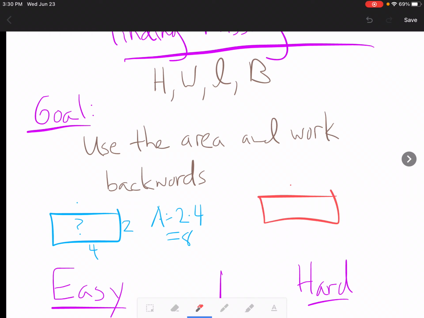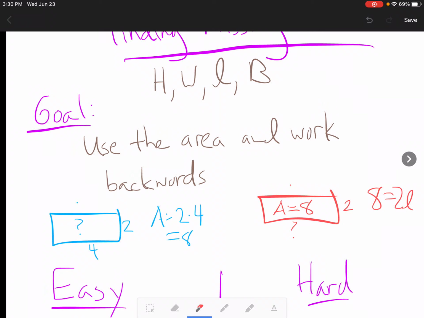I'm gonna say, hey, this is 2. We don't know what this is, but we know the area is equal to 8. So we got to figure out what the question mark is. We're going to use the area, 8 equals 2 times something, to figure out what that something has to be.